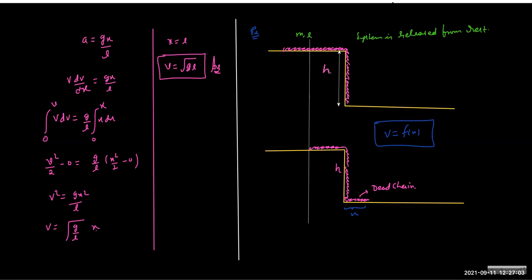So the question is, when x length of the chain is already fallen on the bottom surface, what is the speed of the remaining chain? Because once a part falls on the bottom surface, it will come to rest immediately. So there is no question of its motion. They are neither part of the driving force, nor part of the driven mass. So they are part of nothing. At every instant, the driving force and the driven mass will have a definite relation. Can you think of that relation?